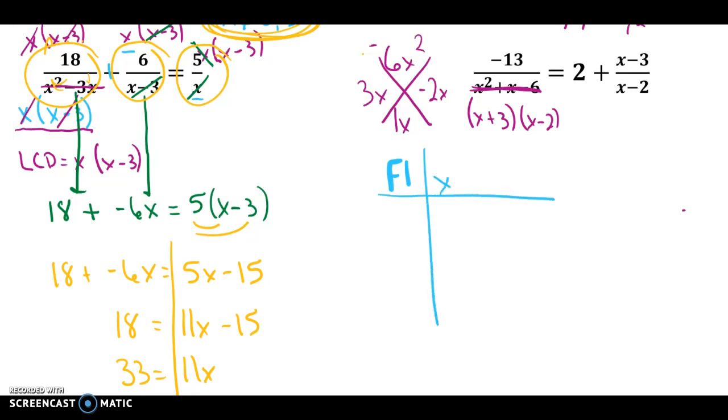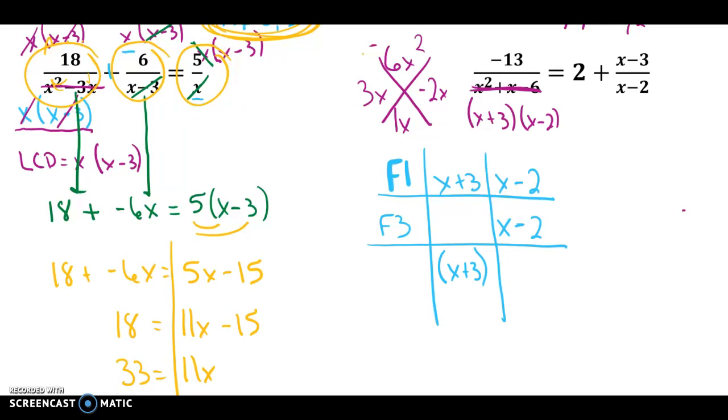I'll put in x plus 3 and x minus 2. My second term, the 2, doesn't have a fraction or a denominator, and the third fraction just has x minus 2. So when I bring everything down, that will be my least common denominator. So my LCD will be x plus 3 and x minus 2. So I'm going to just make a little note of that, and I'll be erasing this, so if you need to get it written down, write it down. Otherwise, we're going to keep moving on.